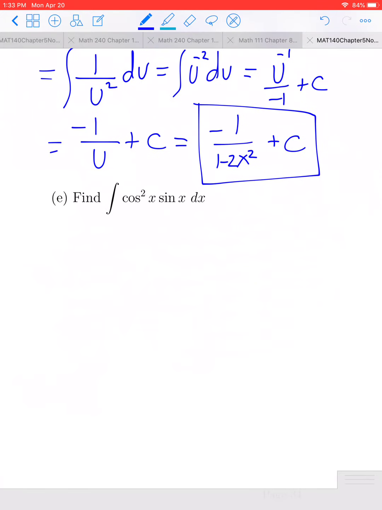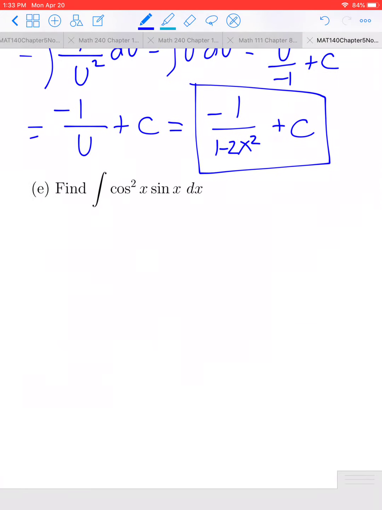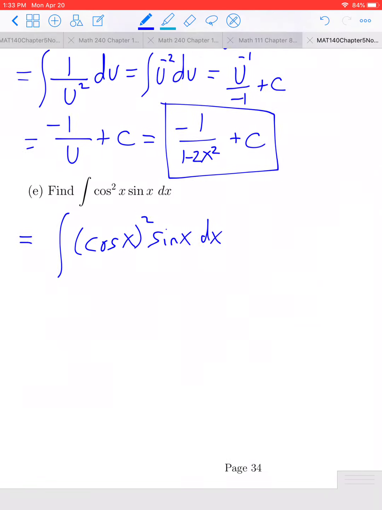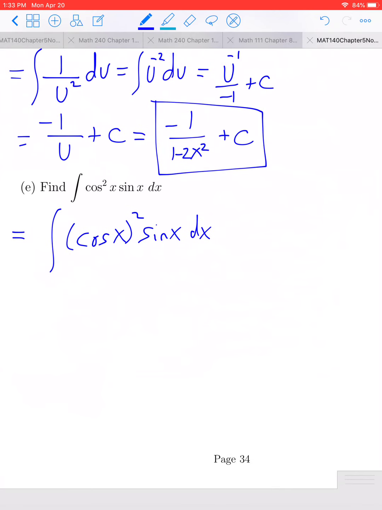Let's take a look at part E. We want to find the antiderivative of cosine squared x times sine x dx. We did one similar to this. Again, I find it very helpful for a lot of students, where you see that cosine squared x, to rewrite it as cosine of x, whole thing squared. For a lot of students, that helps you to view it as a composition. And again, let's let u be the thing under the power.